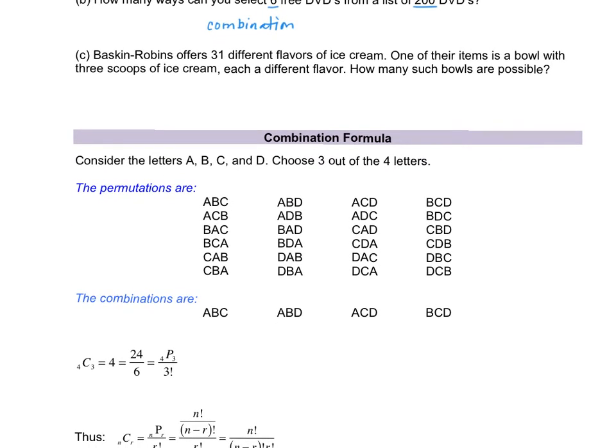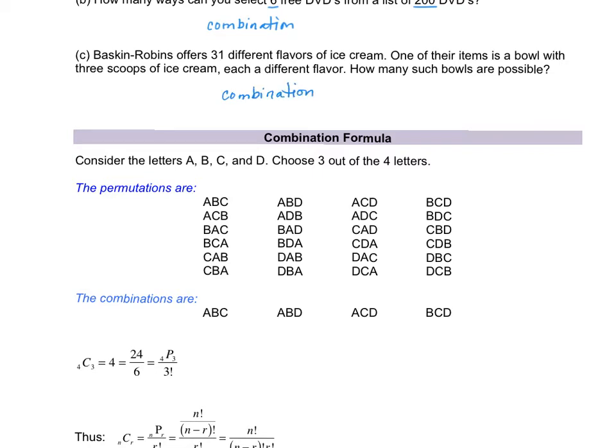C. Baskin-Robbins offers 31 different flavors of ice cream. One of their items is a bowl with 3 scoops of ice cream, each a different flavor. How many bowls are possible? So is this an example of a permutation or a combination? Well, think about this. You're choosing 3 flavors. Does the order that you choose the flavor matter? And the answer is no. You're going to get the 3 same flavors in your bowl of ice cream, whether you choose, say, chocolate, vanilla, strawberry or strawberry, vanilla, chocolate. You still get the same bowl of ice cream. So this is an example of a combination.